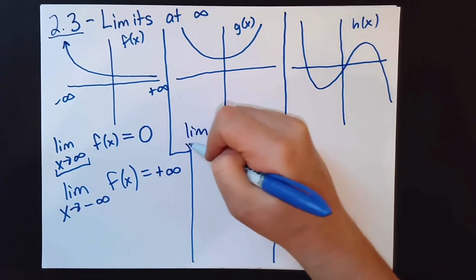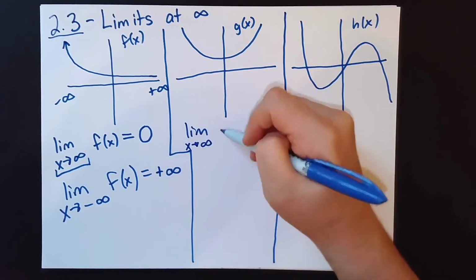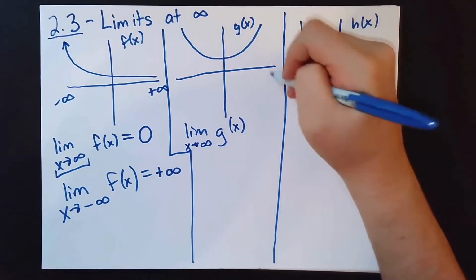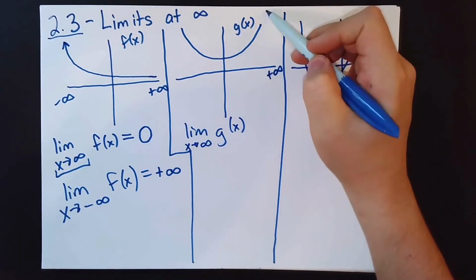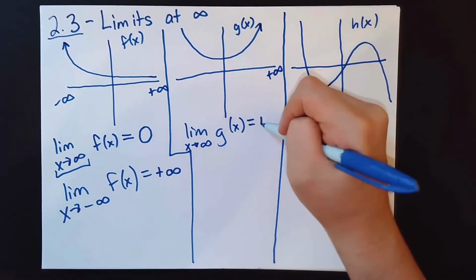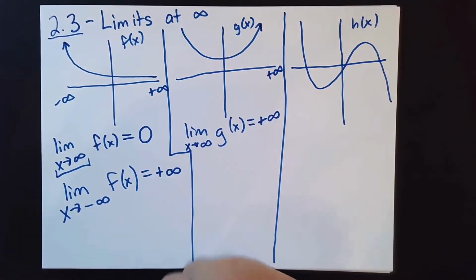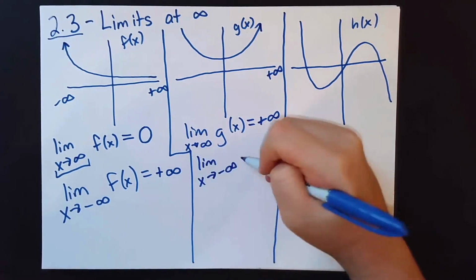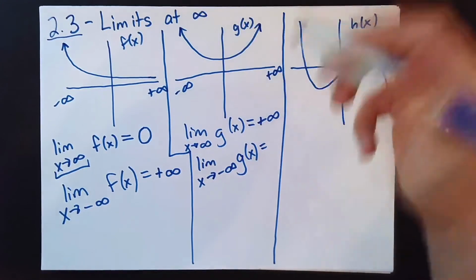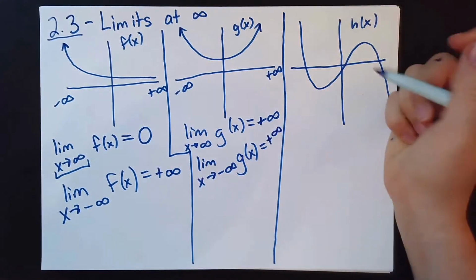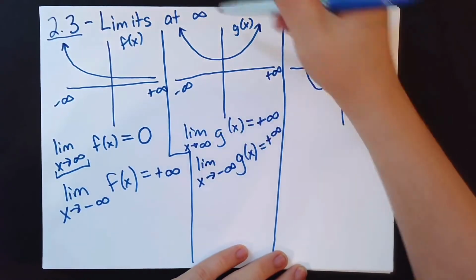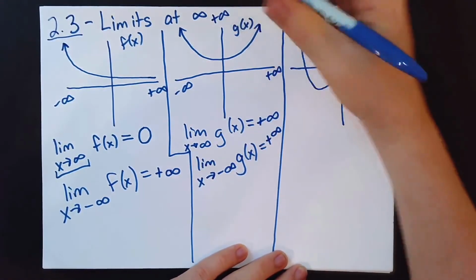Now let's look at g. If I look at the limit as x goes to infinity of g of x, here as the inputs go in the plus infinity direction, the outputs are also going in that direction. So this would be plus infinity. And if I look in the minus infinity direction, it's also going to plus infinity. In both of these directions, the output is going towards plus infinity on the output axis.